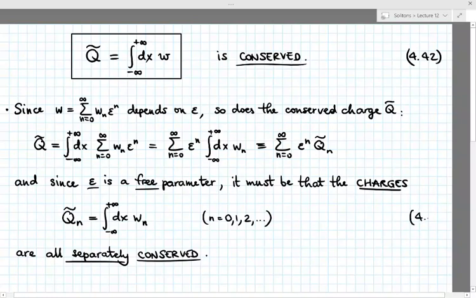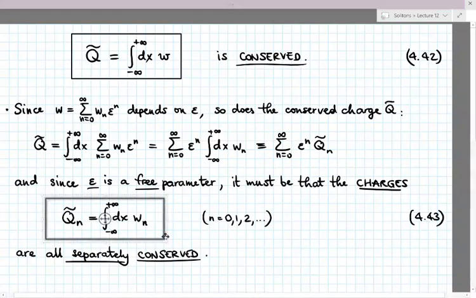This is equation 4.43. So to summarize, by using this trick of the Gardner transform, which introduces a free parameter epsilon, and by thinking of the new field W as a formal power series in epsilon, and therefore all the expressions that depend on W, including the conserved charge Q tilde, should be viewed as formal power series expansions in epsilon, we found that there are infinitely many charges given by equation 4.43, which are separately conserved.